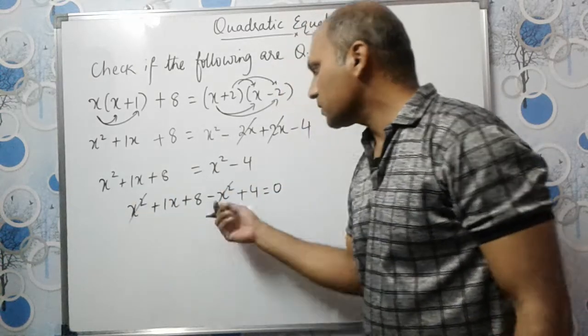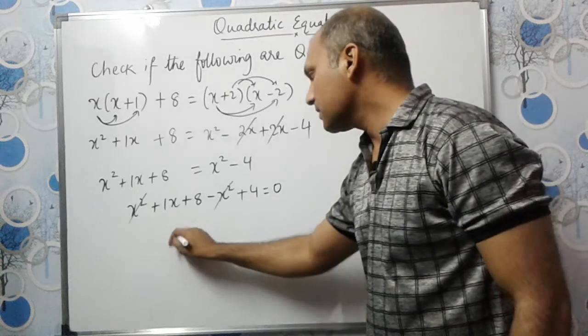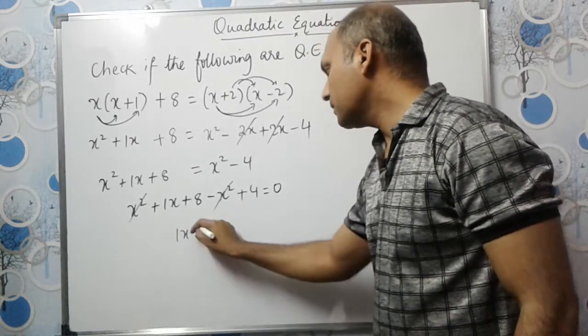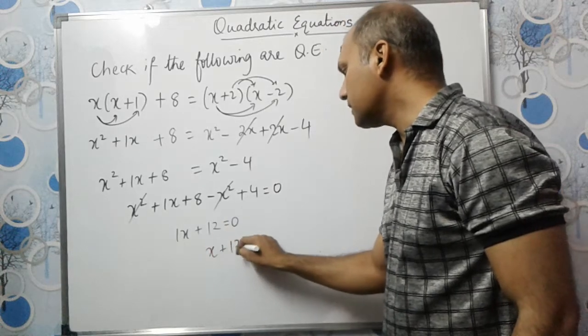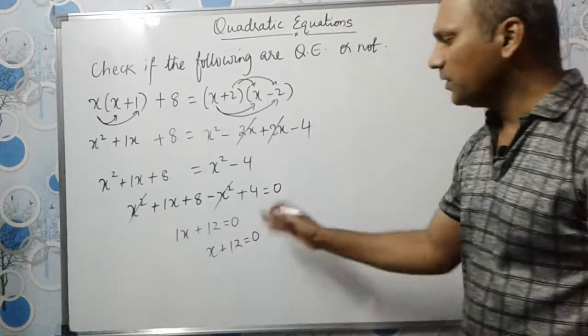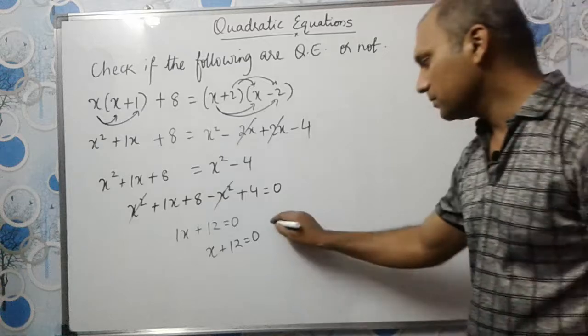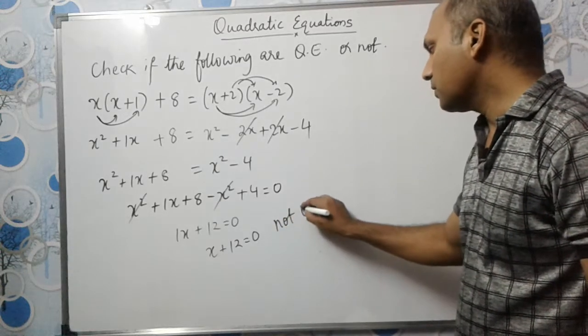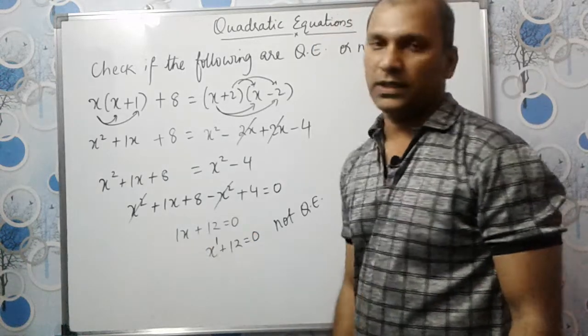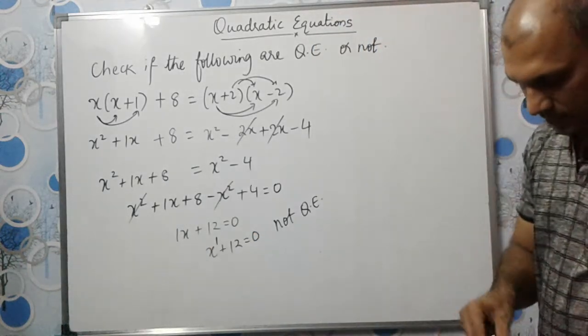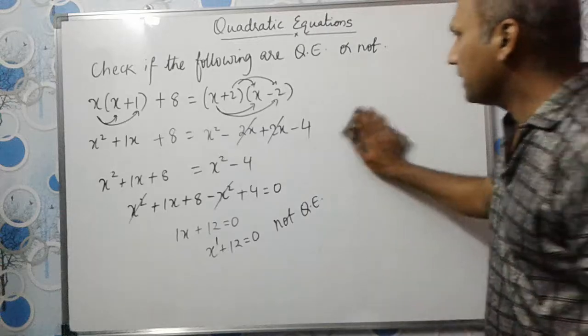Plus x square minus x square is 0. We have 1x, 8 plus 4, 12 is equal to 0, or you can write it as x plus 12 is equal to 0. Now tell me whether it is quadratic or not. No, not quadratic equation. It is a linear equation because the degree is 1 here. Okay, is it clear?